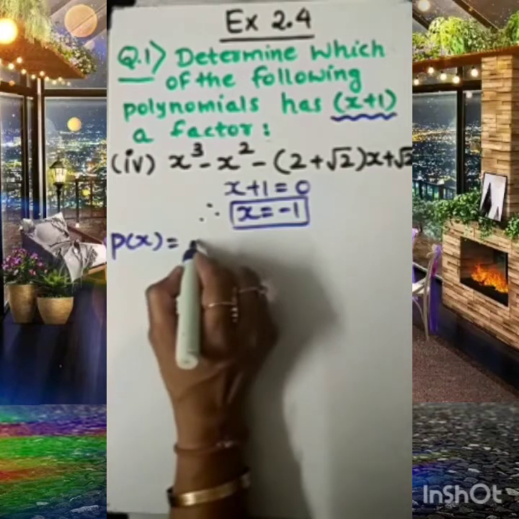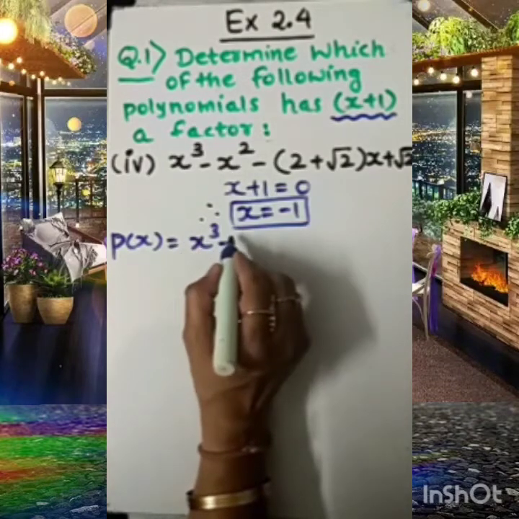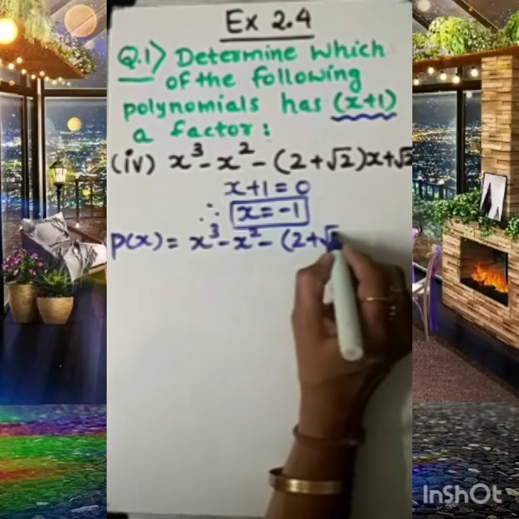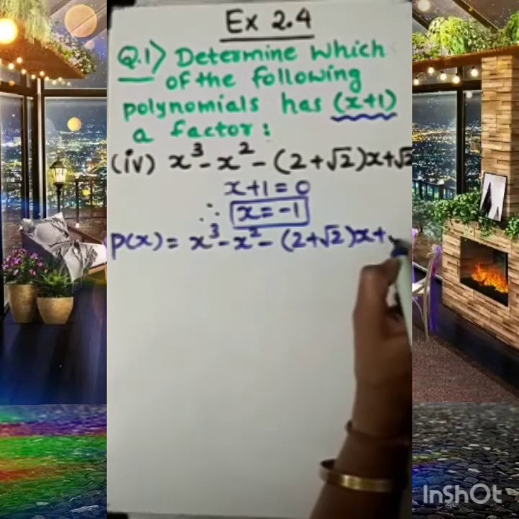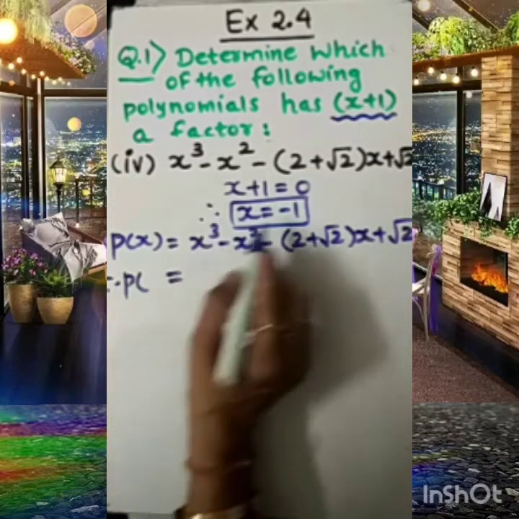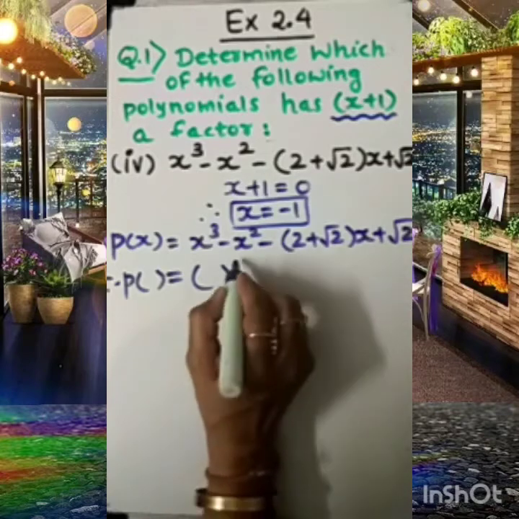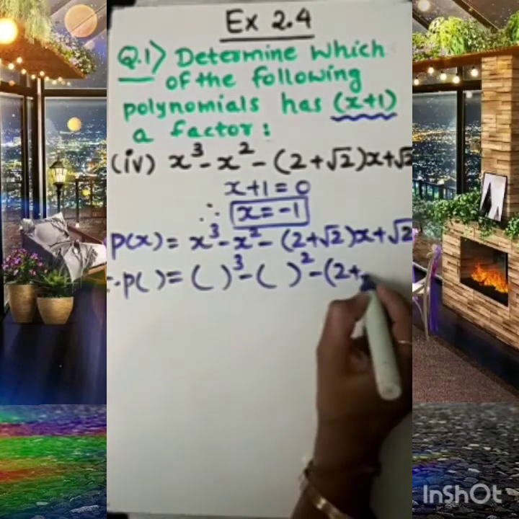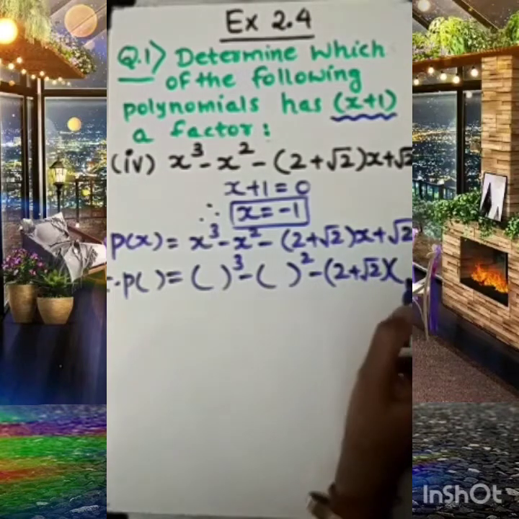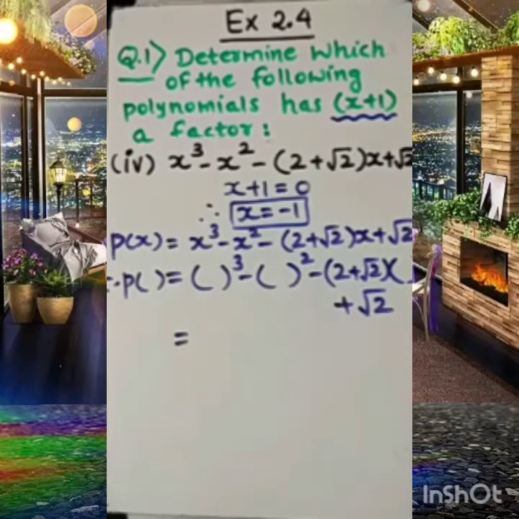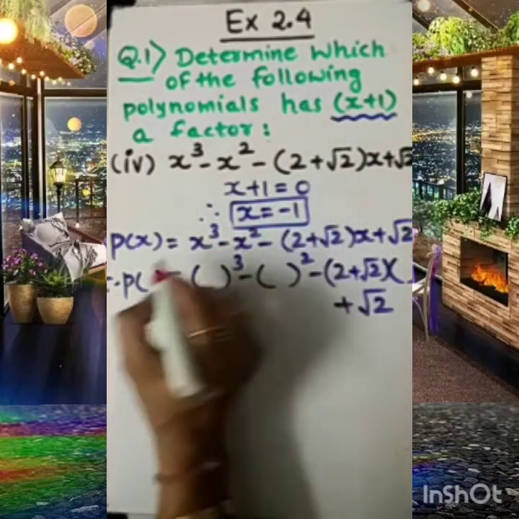What is the px polynomial? I am writing it again here. x cube minus x square minus 2 plus root 2 x plus root 2. This is the question. In this, we are going to put the value of x here. So, I am leaving the space for writing all this here. 2 plus root 2 here in place of x, leaving the space, and this is 2. So let's simplify. In place of x, I am going to put its value minus 1.